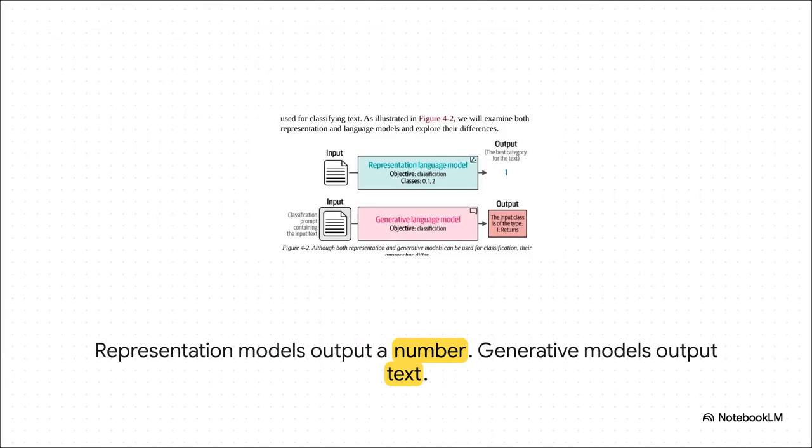Now here's the key difference. It's all about how they give you the answer. Check out the diagram. The specialist, the representation model, it just gives you a number, like 1, that stands for a category. But the all-rounder, the generative model, it actually writes out the answer in plain English, like the input class is returns. It's a subtle but really important distinction.